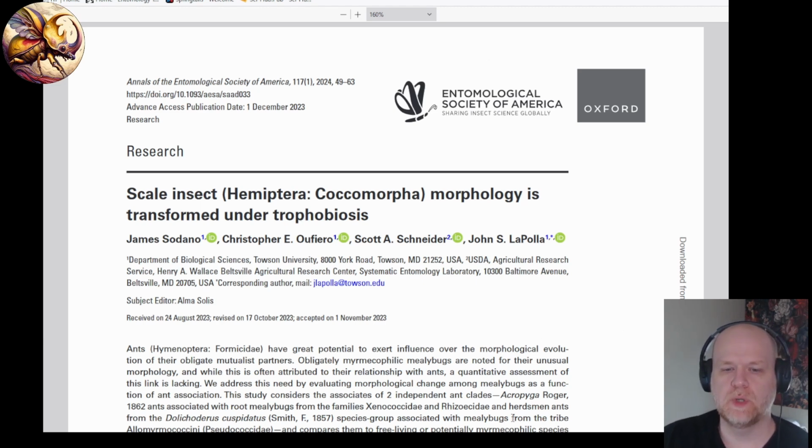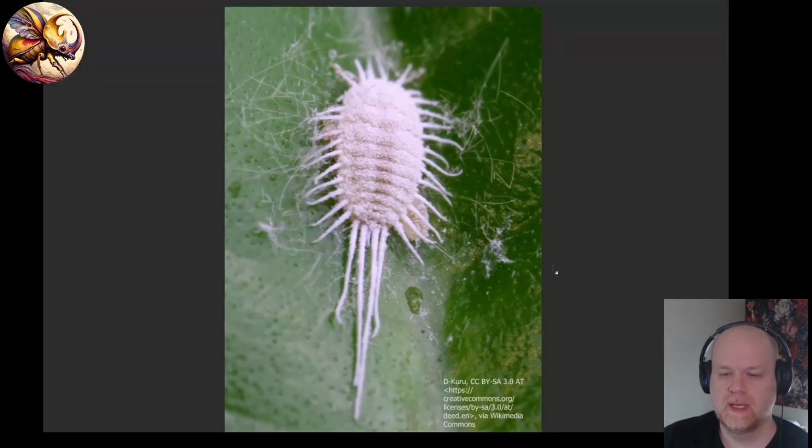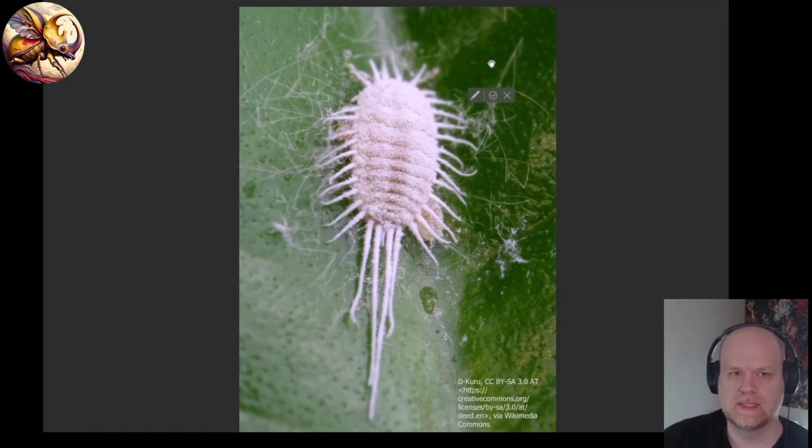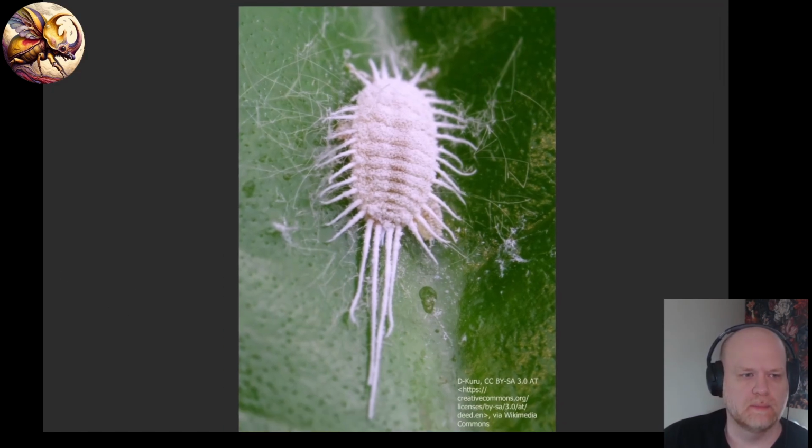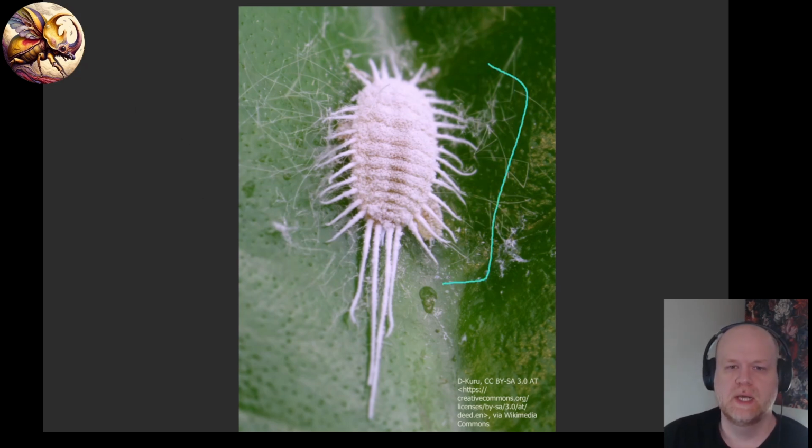So for those of you who don't know what a mealybug is, let me show you. This is a mealybug. They are very small, usually less than a centimeter. There are some big ones, but they tend to be just a few millimeters at most, or a centimeter or two at most. This is the back side of it. So the head is up here, and this is the tail in back here.